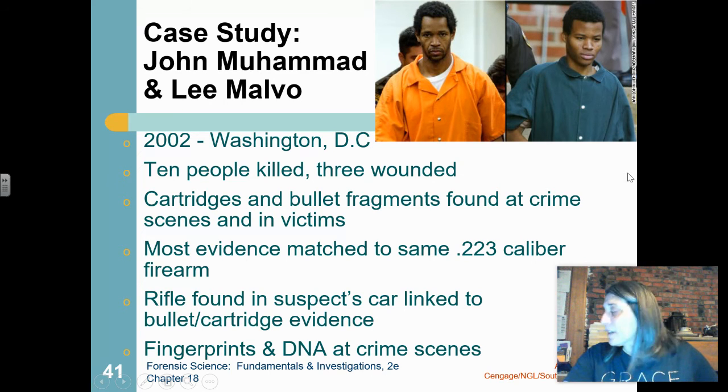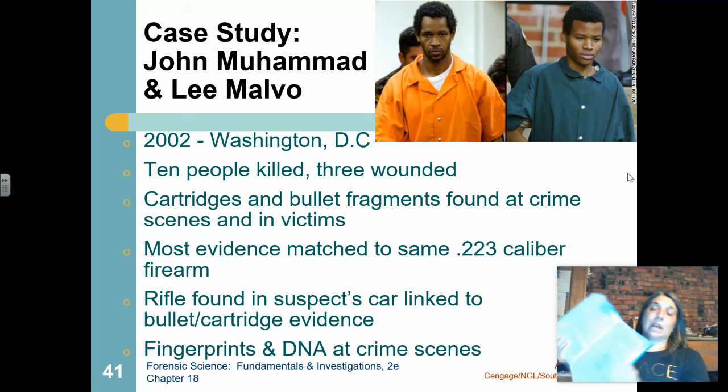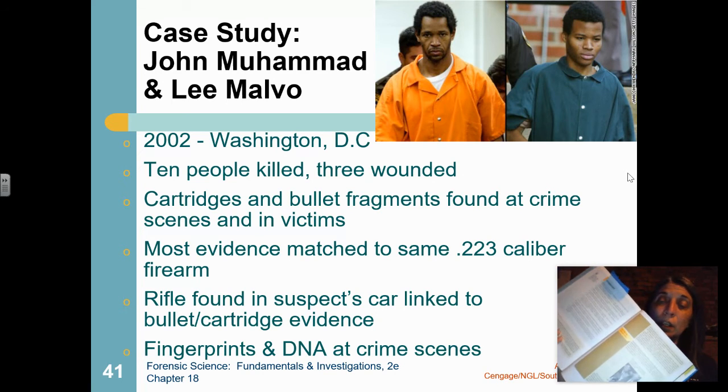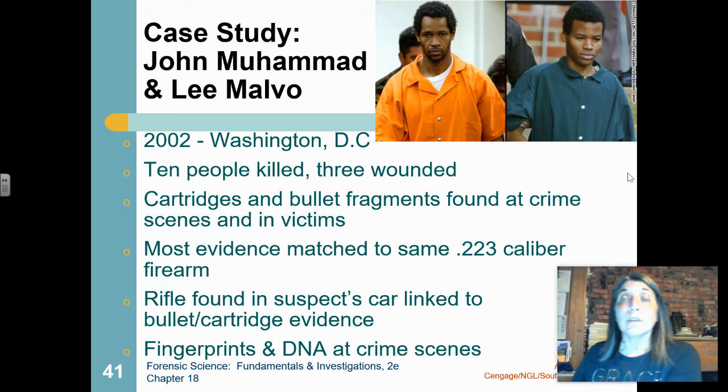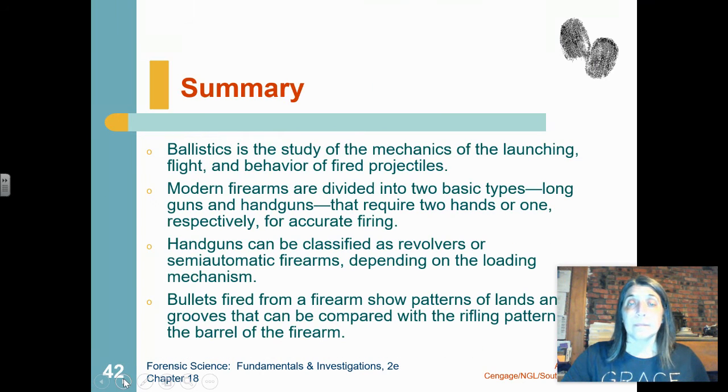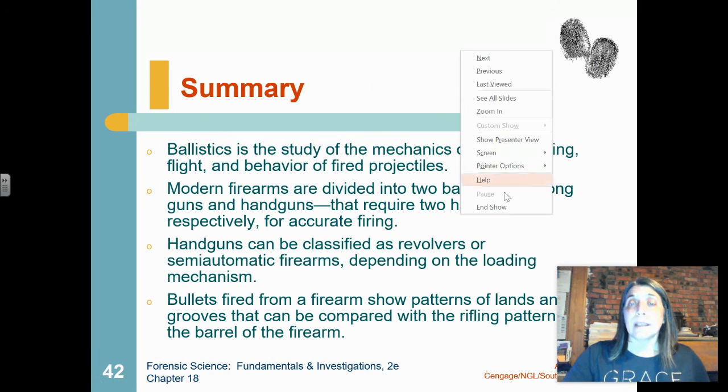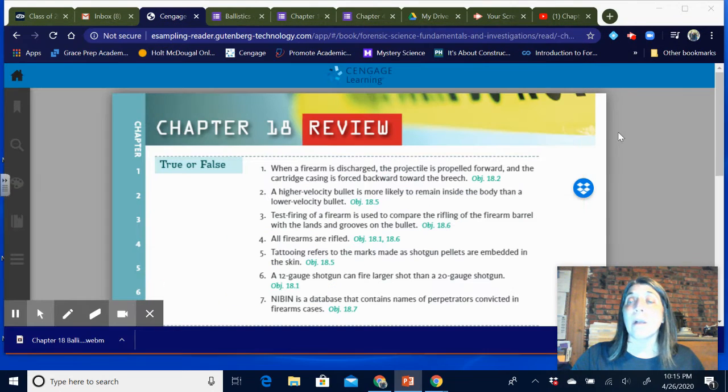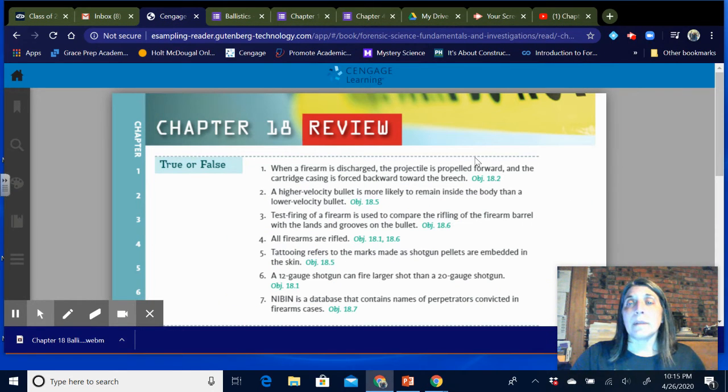So these are the three case studies. They're all in the back of your book, so you can read more about them yourself. Okay, let me exit out of this.